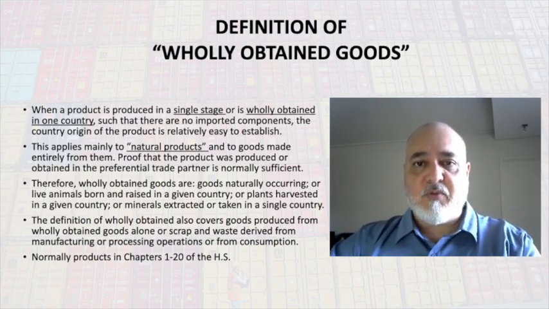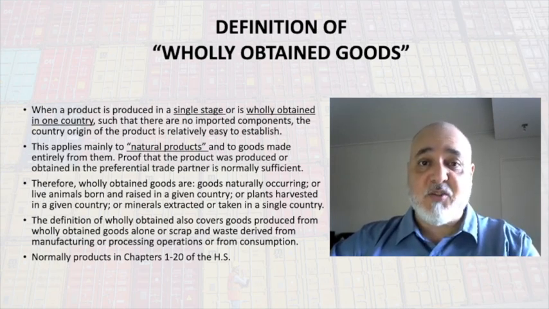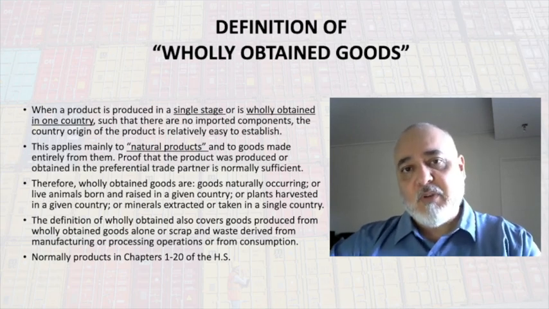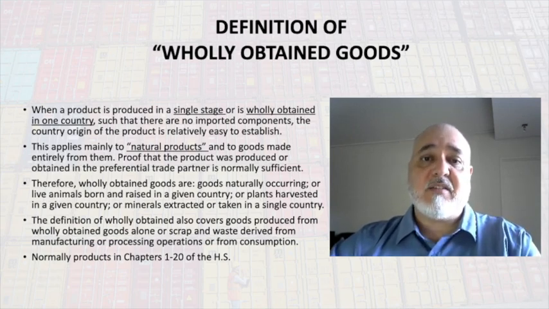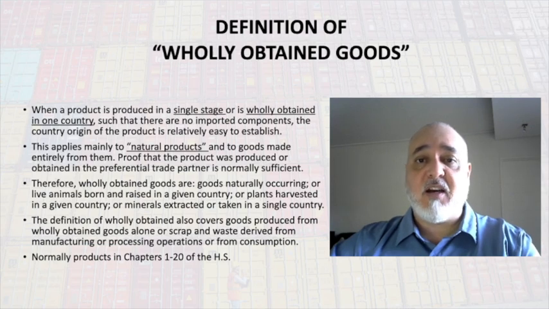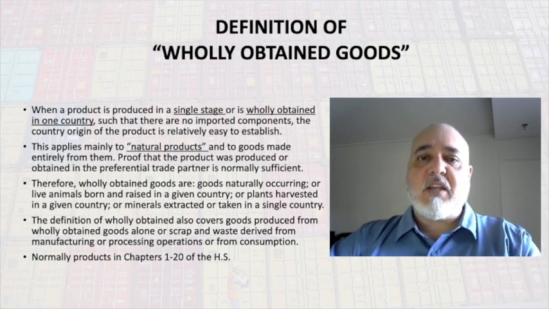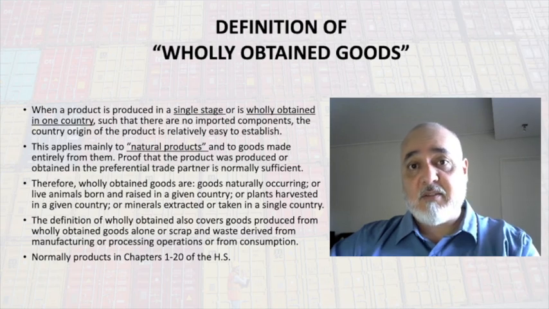Wholly obtained goods refer to goods that are produced in a single stage or entirely made from natural resources found in a country. For example, live animals born and raised in a given country, plants harvested in a specific country, or minerals extracted from a single country. These products can be considered wholly obtained if they are entirely made in the same country.